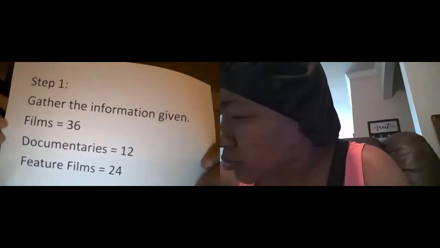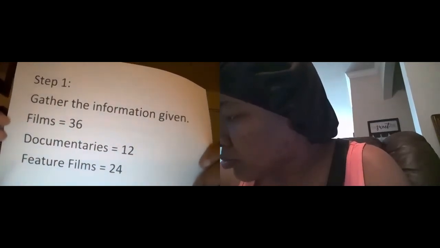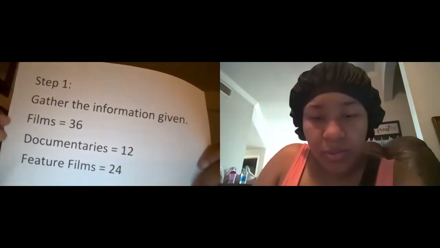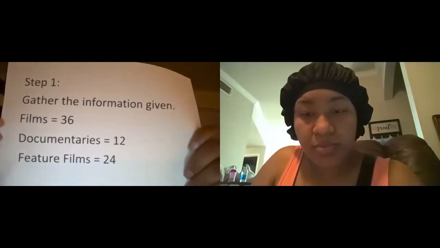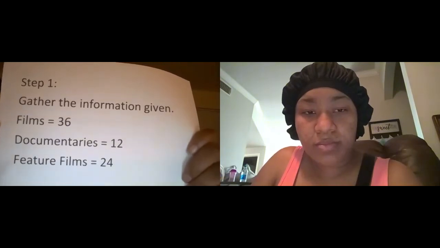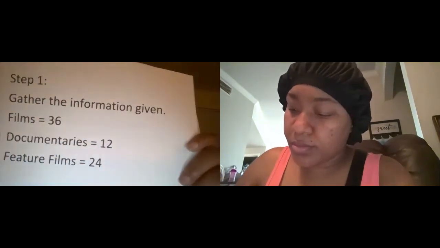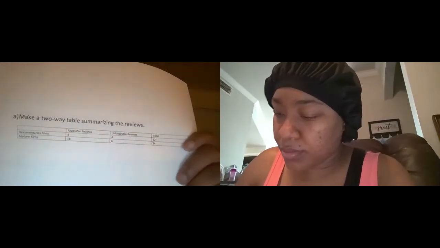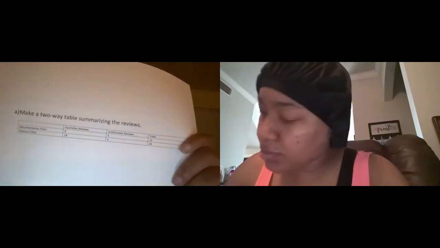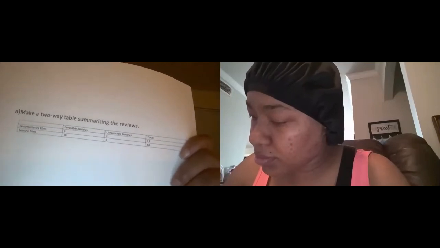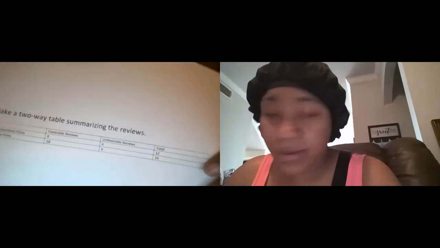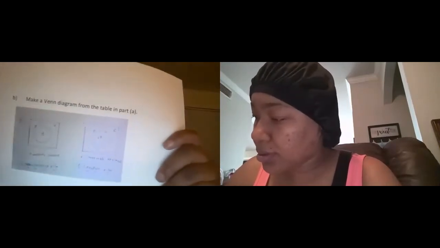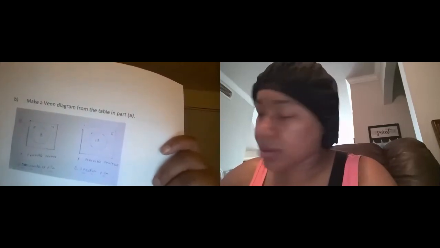Step 1. We're going to gather the information given. So we know there's 36 films. We know that there's 12 documentaries, and we know that there's 24 featured films. Question A says, make a two-way table summarizing the reviews. Can you see that? Yes. Yes, we can. Zoom in just a little. B asks you to make a Venn diagram for the table in part 1.